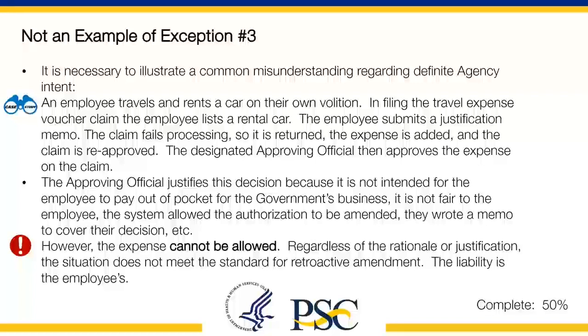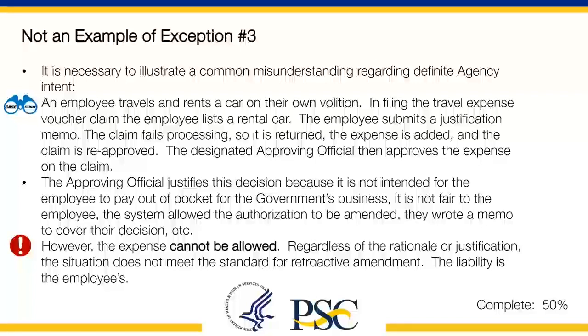The designated approving official then approves the expense on the claim. The approving official justifies this decision because it is not intended for the employee to pay out of pocket for the government's business. It is not fair to the employee. The system allowed the authorization to be amended, they wrote a memo to cover their decision, etc.